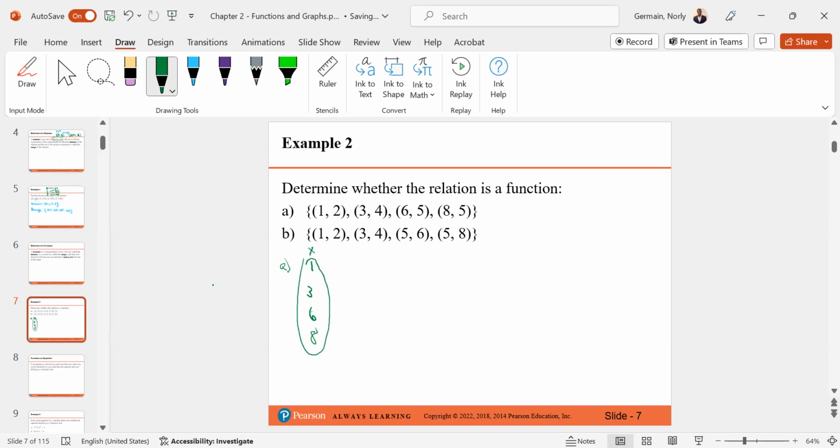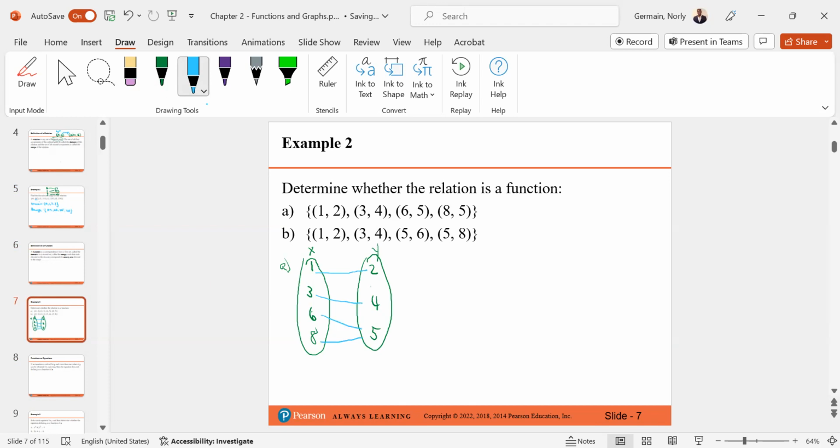I'm gonna call it X, right? Just a name. And the second components, we have 2, 4, 5. I don't need to put 5 twice, even though they put it twice. So this is the second one. I'm gonna call it Y, okay? So I know 1 goes to 2, 3 goes to 4, 6 goes to 5, and 8 goes to 5.